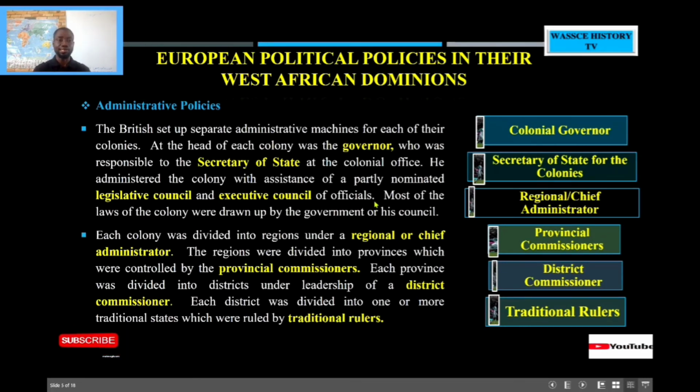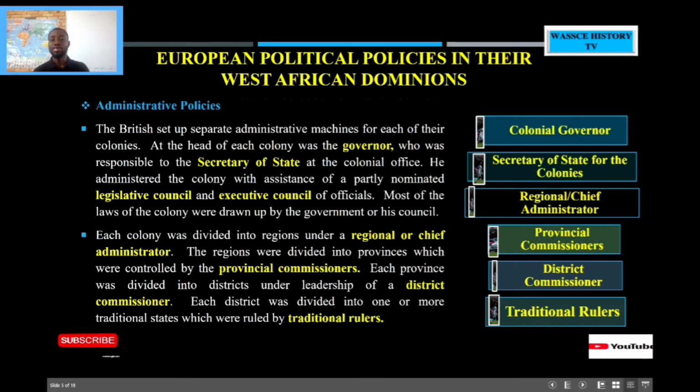Now let's look at the hierarchical political structure in the West African dominion. So what happened was that the British set up separate administrative machines for each of the colonies. So each of the colonies had a separate administration, which means that there was a governor in each of the colonies. So the colony of Gold Coast had a governor, the colony of Nigeria had a governor, the colony of Gambia had a governor. So the colonial governor was in charge of everything, at the head of the colony. But he was responsible to the Secretary of State, who was in London at the colonial office.